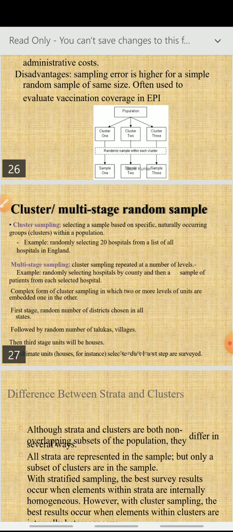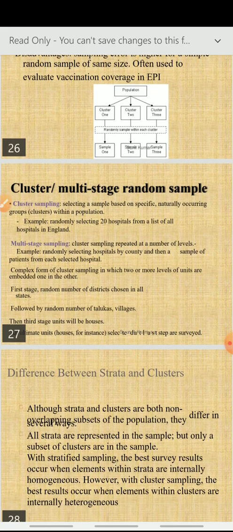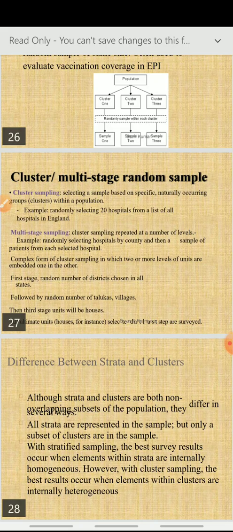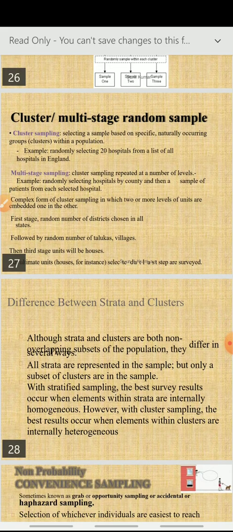Multi-stage, where we are doing it in different stages. The very first stage is a random number of districts chosen in all states, followed by a random number of their talukas, tehsils, and villages, and the final units will be houses. So it is actually working at three stages.